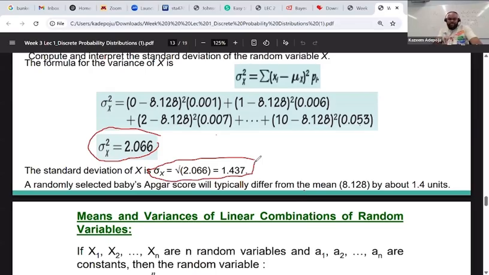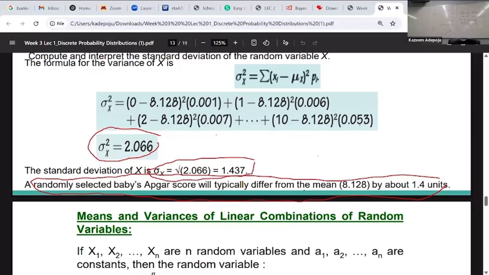Okay. Now, how do we interpret this? Please pay attention. Interpretation matters. Take a look at the way we want to interpret that. I said a randomly selected baby's Apgar score will typically differ from the mean by what? By the number of standard deviations.